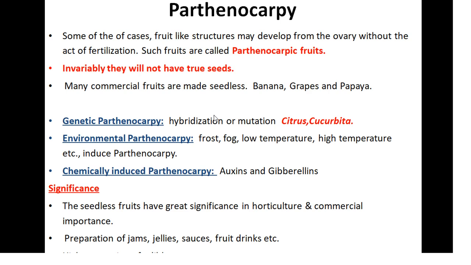Example, pear fruit. Okay, next, chemically induced parthenocarpy, that is auxin and gibberellins. Auxin and gibberellins are growth promoting hormones. If we apply these hormones, it will definitely become chemically parthenocarpic. Okay, what is the significance at last? Yes, seedlessness has great significance in horticulture.